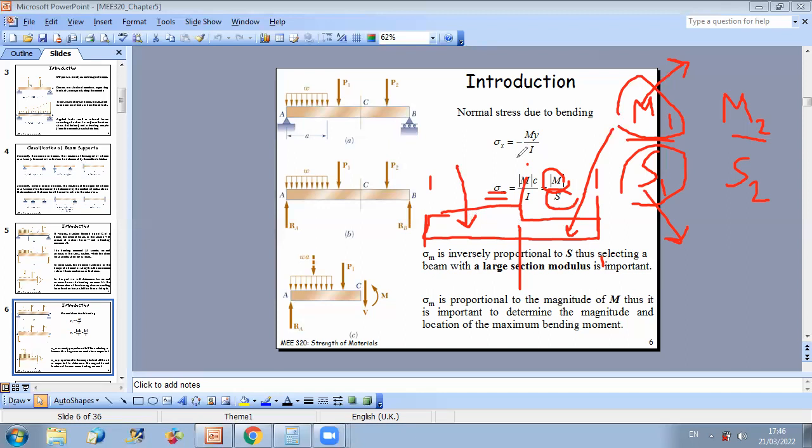And of course, sometimes we might have different materials also. So if you have different materials, you should treat each material separately. So you should make sure that for each material the maximum value of sigma is not exceeded. Okay.